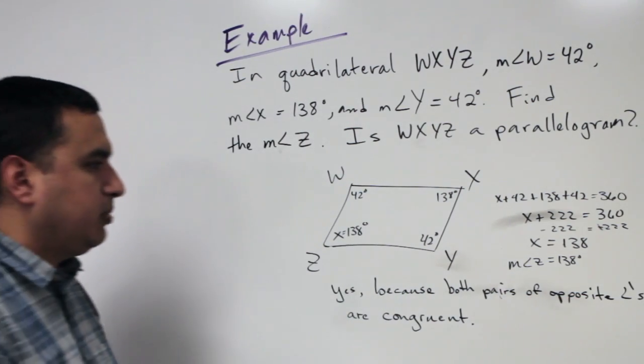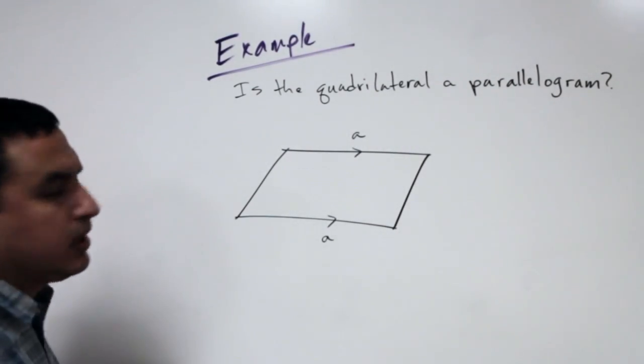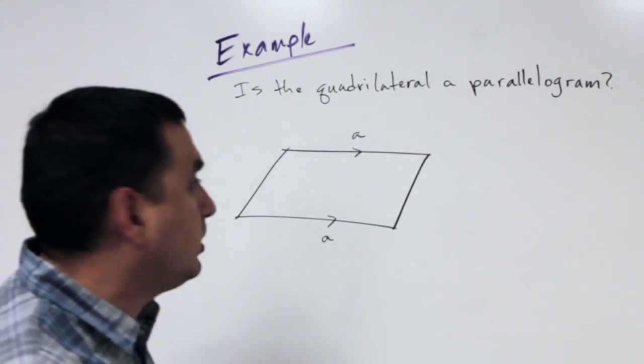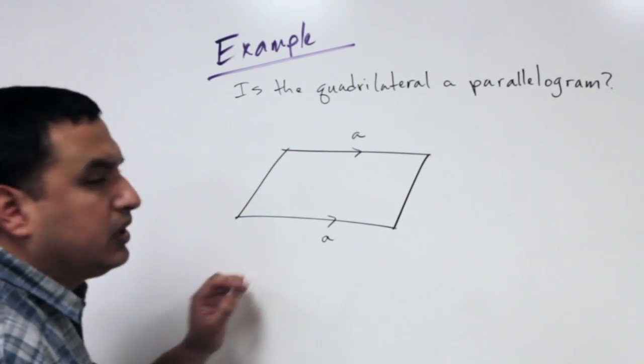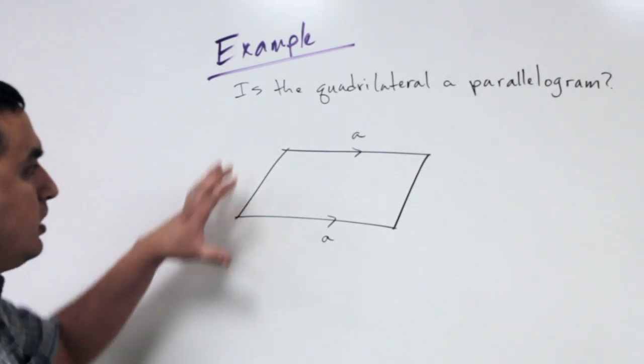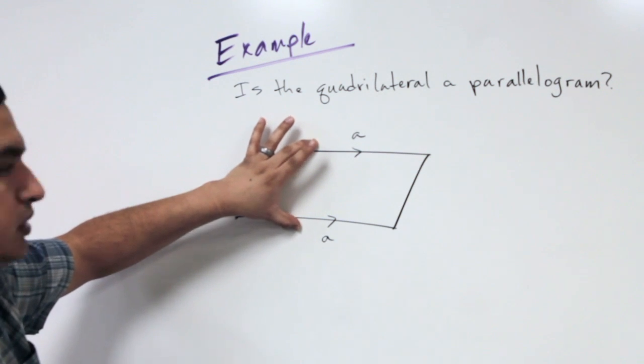Yes, because both pairs of opposite angles are congruent. Alright, so here's another example, and again we want to explain if this quadrilateral is a parallelogram. The answer is yes, and the reason for that is because I have a pair of parallel sides.